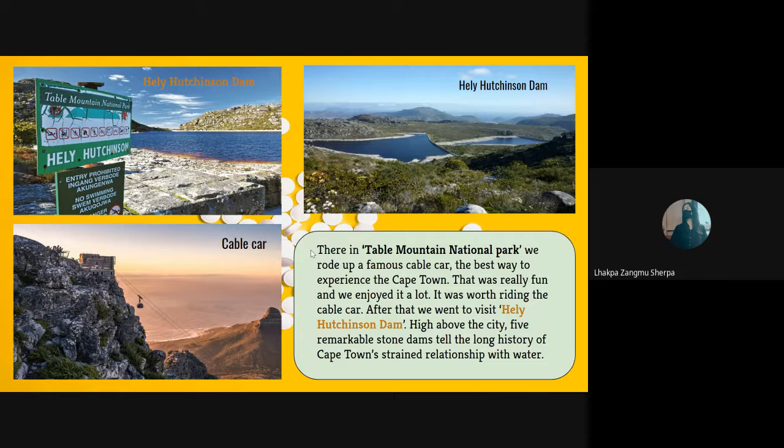And after that, we went to visit Hely-Hutchinson Dam. High above the city, five remarkable stone dams tell the long story of Cape Town's strange relationship with water. So that was all, and it was really memorable moments with friends.